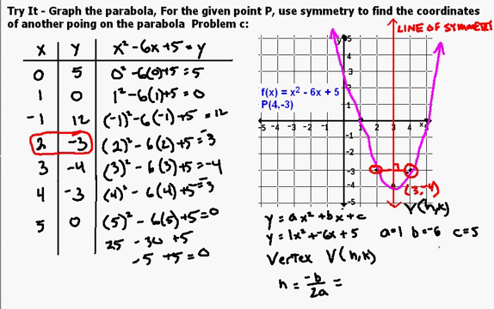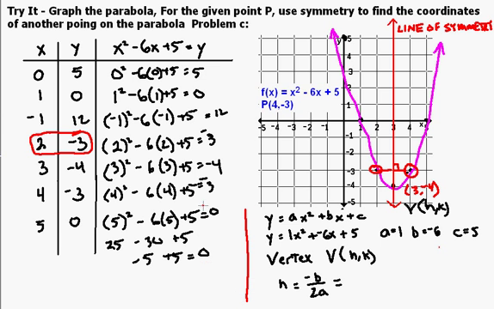An alternative way of solving problem C is looking at the parabola, identifying the vertex without graphing it, and then using the idea of the line of symmetry to be able to locate the other point. So here we go. I'm going to have us focus our attention on this portion of the screen right here.